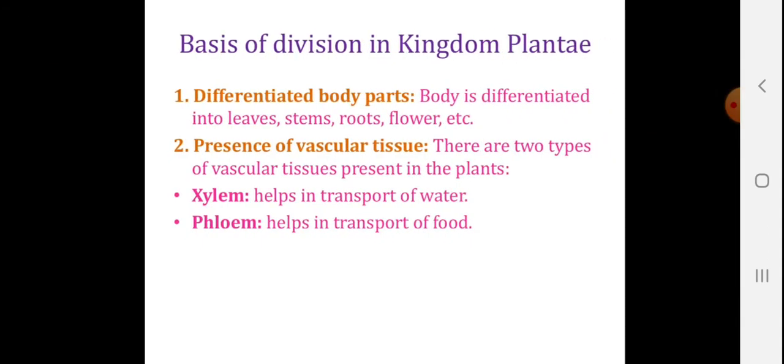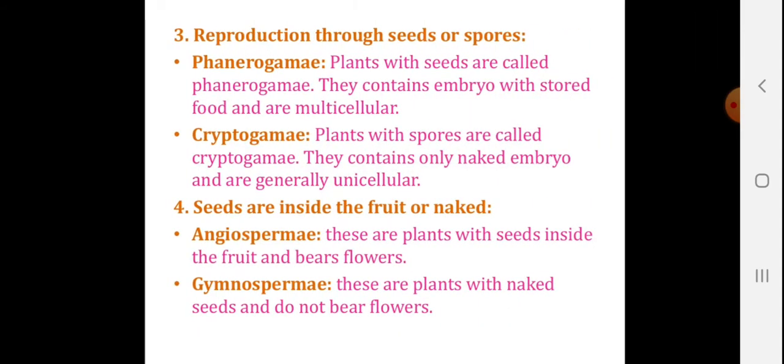These are the bases of division of kingdom Plantae. How have we divided kingdom Plantae? Number 1, differentiated body parts, like how their body parts look. The body is differentiated into leaves, stem, root, flowers. Presence of vascular tissues. There are two types of vascular tissues present in plants: xylem and phloem. Xylem helps to transport water throughout the body, and phloem helps in translocation, that is transportation of food from leaves to the rest of the body parts. Reproduction through seeds and spores.